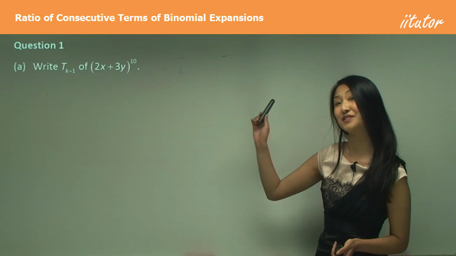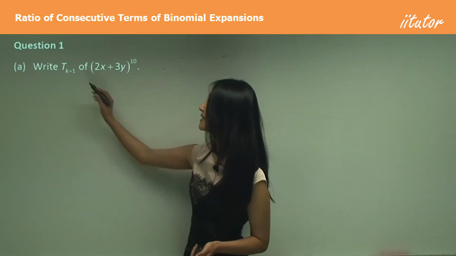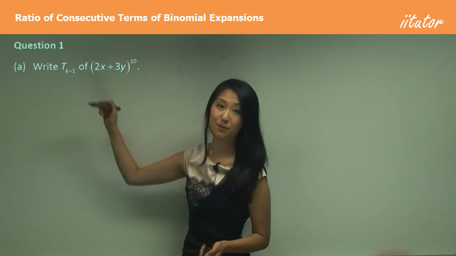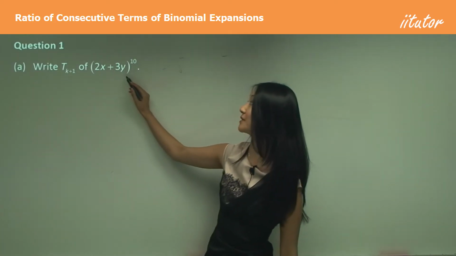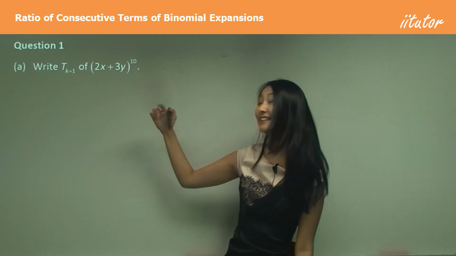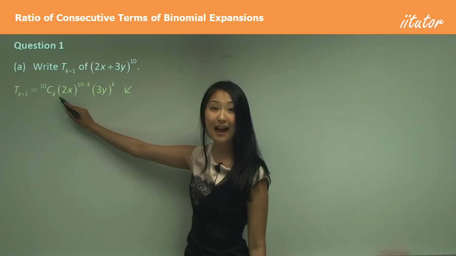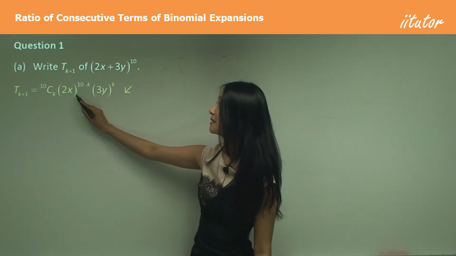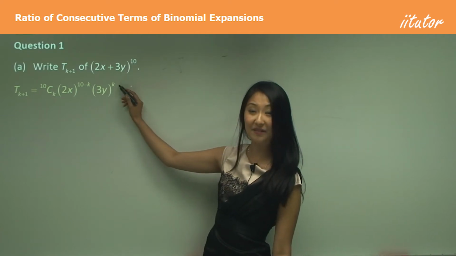So I want to move on to question 1 now. And here I want you to write the t k plus 1, so essentially just a general term of (2x plus 3y) to the power of 10, right? That's quite simple. That's just going to be 10 C k, that'll be (2x) to the power of 10 minus k and (3y) to the power of k.